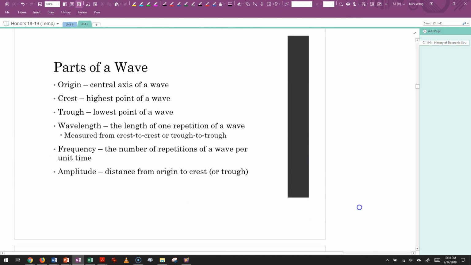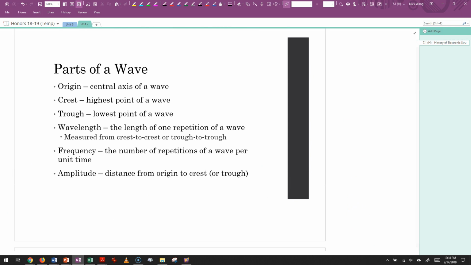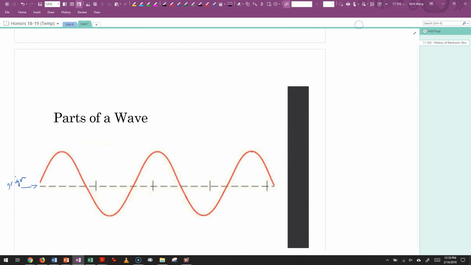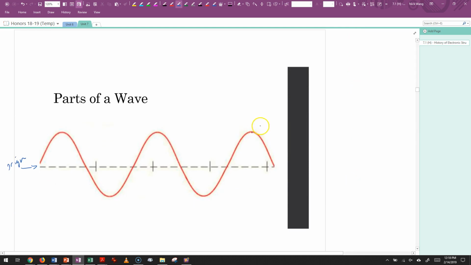And then the next point here is the crest, and then the third one in comparison would be the trough. The crest is the highest point of the wave, and the trough is the lowest point of a wave. So in the static image of a wave here, this would be an example of a crest, and this would be an example of a trough, the lowest point there, kind of a valley effectively.